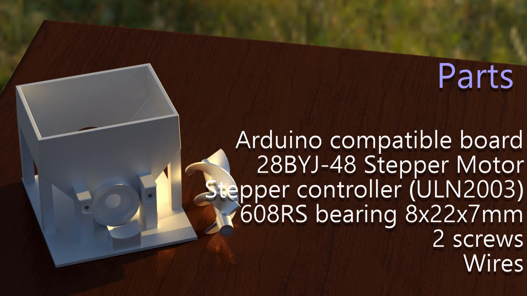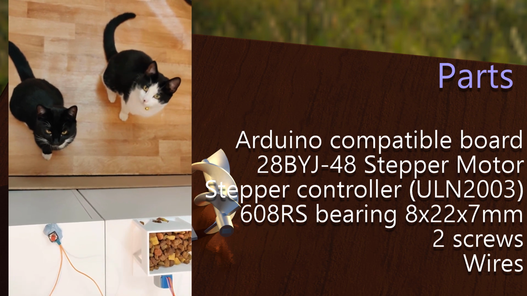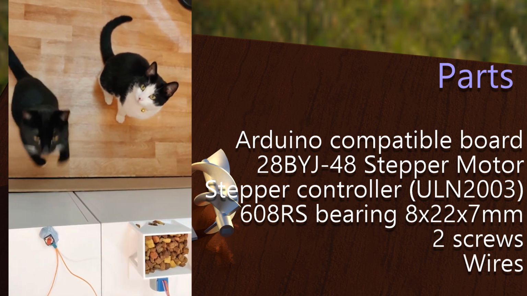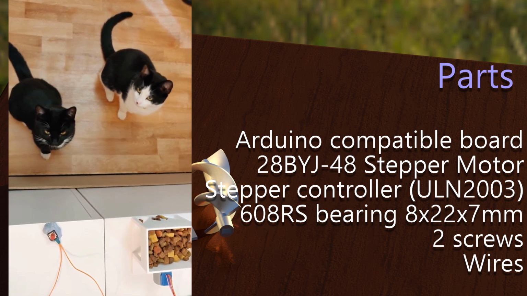You could also add some kind of jam detection circuitry or sensors and a bit of logic so that it sounds an alarm or something if it jams. That way your pet won't starve, or at least start to hate you.